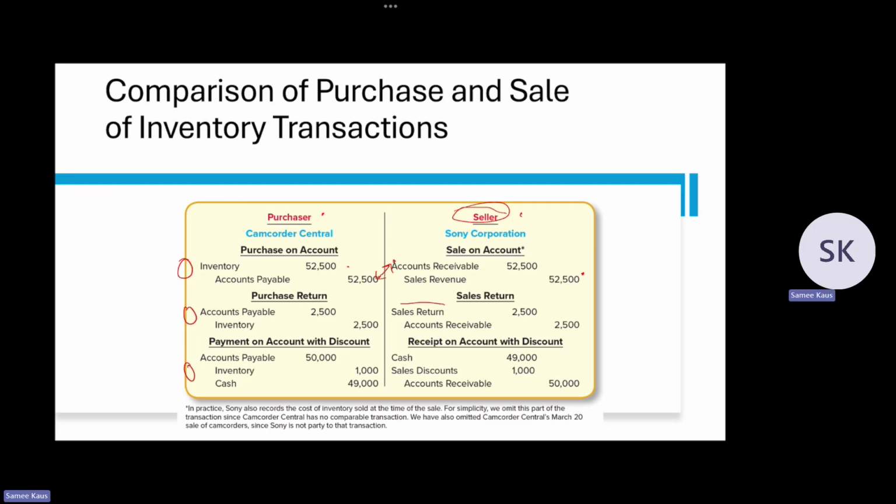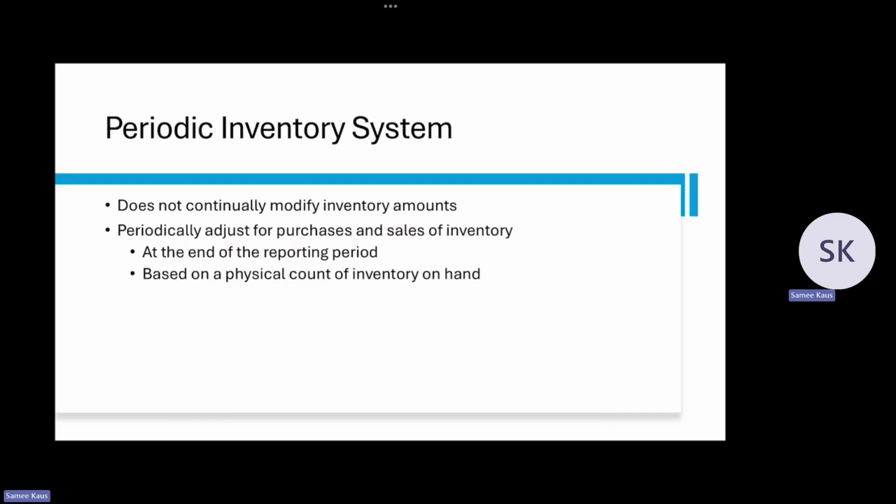Sales returns, notice that I have this contra account. I don't have a contra account over here as the purchaser. I just directly reduce my inventory account. And then lastly, again, as the seller, I have this contra account, while from the purchaser's perspective I just reduce my inventory. So we have to be cognizant: am I on the purchasing side or am I on the selling side?